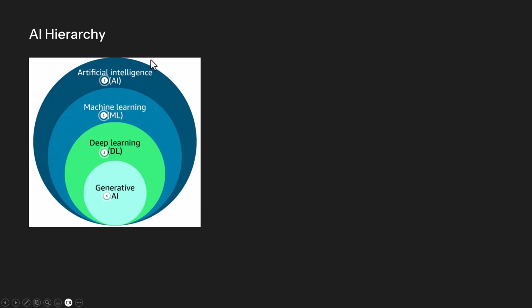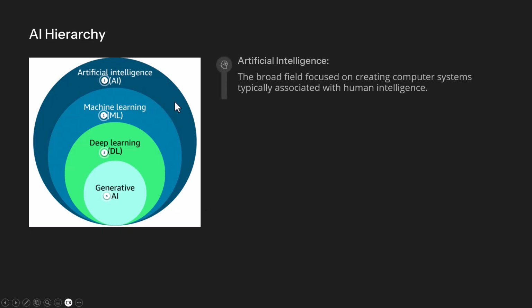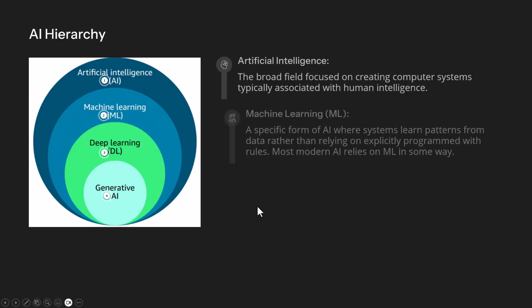It views artificial intelligence as several different layers. And as you go further down through the layers, you get to more specific versions of AI. So the outer layer is just artificial intelligence, the broad field focused on creating computer systems typically associated with human intelligence. And most artificial intelligence is going to fall in the realm of machine learning. It's a specific form of AI where systems learn patterns from data rather than relying on explicitly programmed rules. So most modern AI is going to rely on ML in some way.